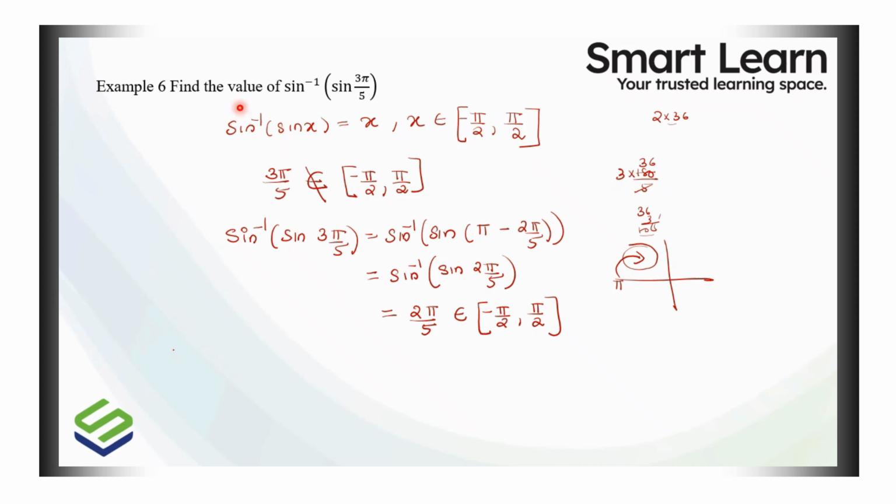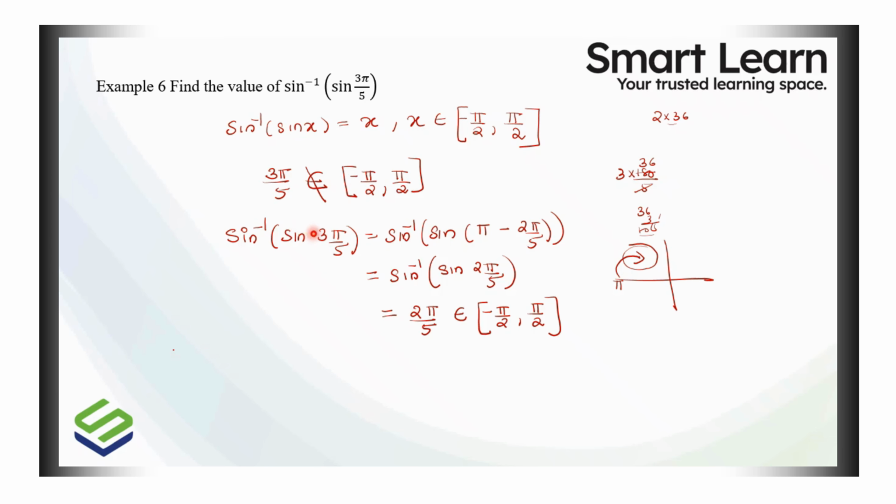So here find the value of sin inverse of sin 3 pi by 5. For sin inverse of sin x, our x belongs to minus pi by 2 comma pi by 2. Normally you will think it is 3 pi by 5, but it is not 3 pi by 5. Why? Because 3 into 180 by 5 is 36 into 3, that is 108. So 108 is not in the interval minus 90 to 90. That means 3 pi by 5 does not belong to minus pi by 2 comma pi by 2.